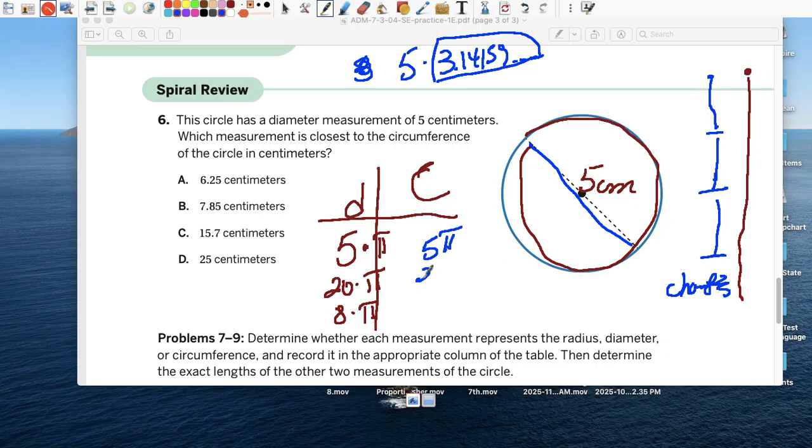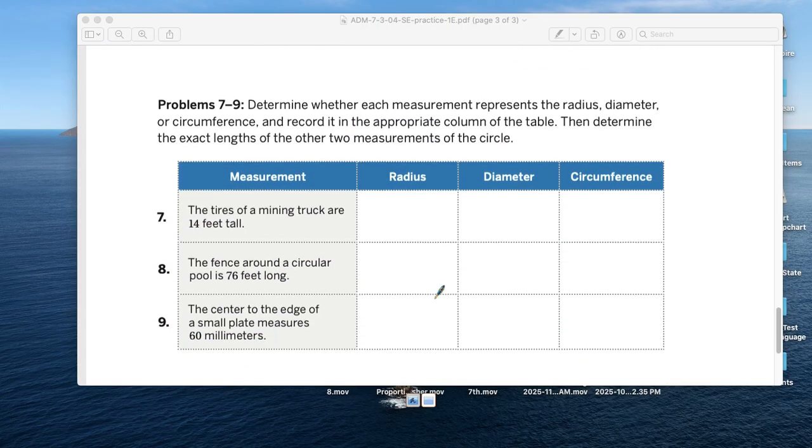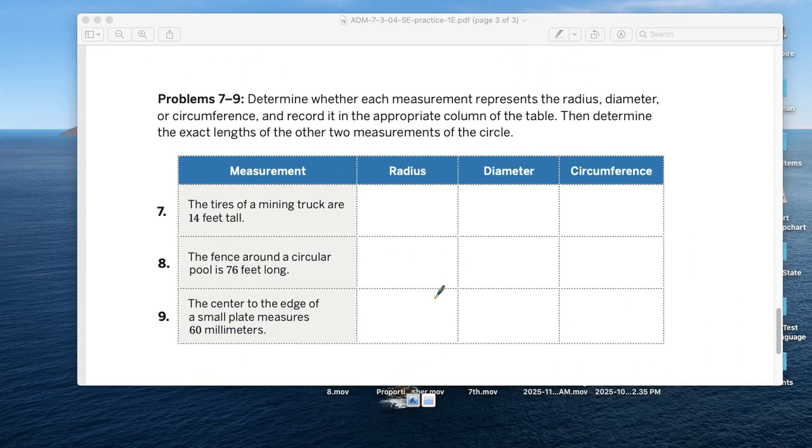What's 20 times pi? 20 pi. What's 8 times pi? 8 pi. If you want the numerical value of 5 times pi, go ahead, use your calculator. 15.71 approx. And then I'll get back to you in 2 minutes.